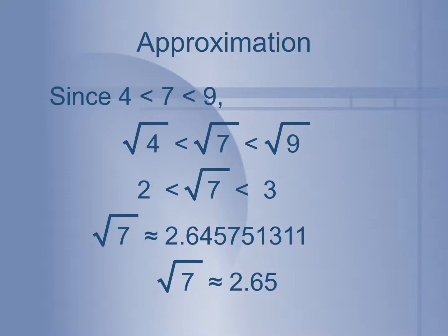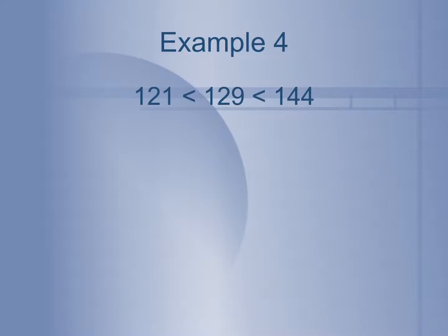If we were to round to the hundredths, the square root of 7 would be 2.65. So let's say we want to approximate the square root of 129. We find the two perfect squares that are before and after 129. So we have 121 and 144.